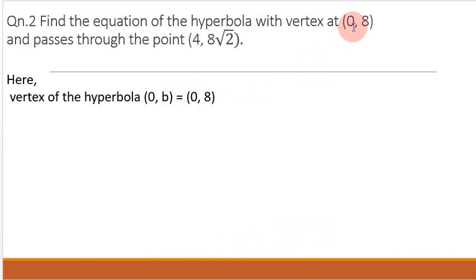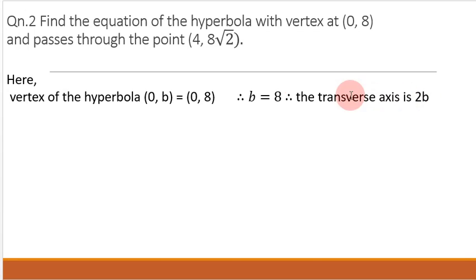Why? Because the x coordinate of the vertex is 0, so it is clear that the axis is the y-axis. This 0, b is a point on the y-axis, so the axis is the y-axis. And b is 8. So now the value of b is 8 and the transverse axis is 2b.